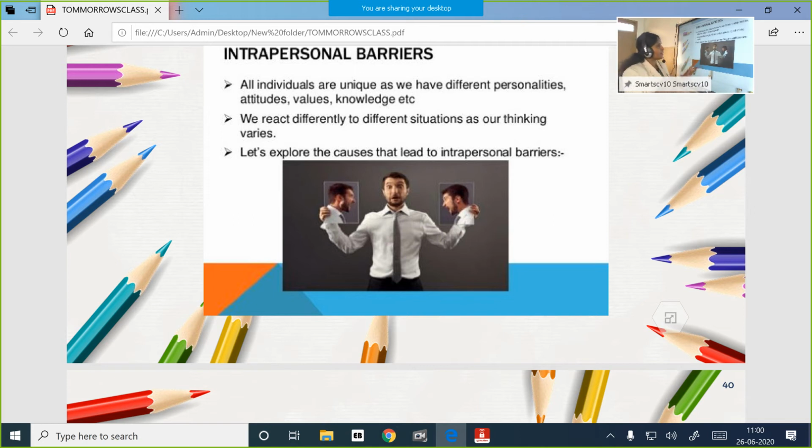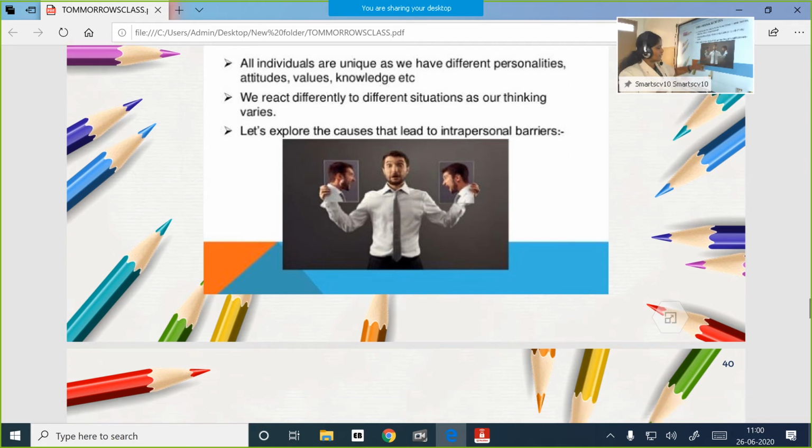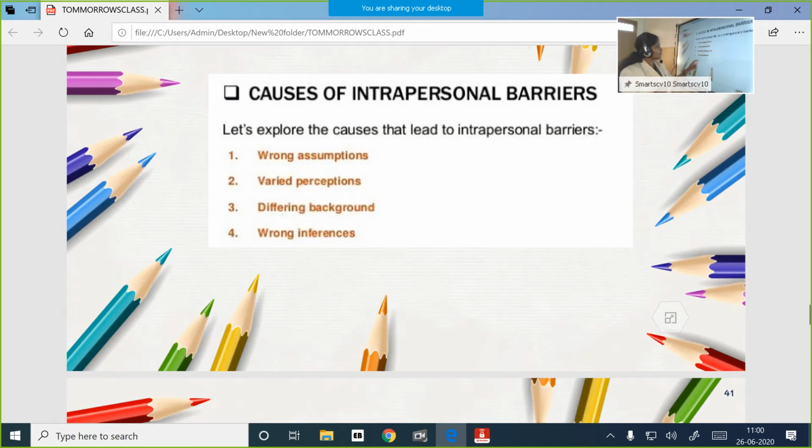And let us explore the causes that lead to intrapersonal barriers. One is wrong assumptions, varied perception, differing background, wrong inference. So why do people keep this barrier? Why do we keep a barrier in talking to other people, or why don't we respond to an environment like another person? Because we have our own assumptions, or wrong assumptions. In certain situations we won't talk because we are afraid they will take it in a different sense. Then we have varied perceptions. If some people say that this is the case, we have a different opinion, so sometimes we never speak about it.